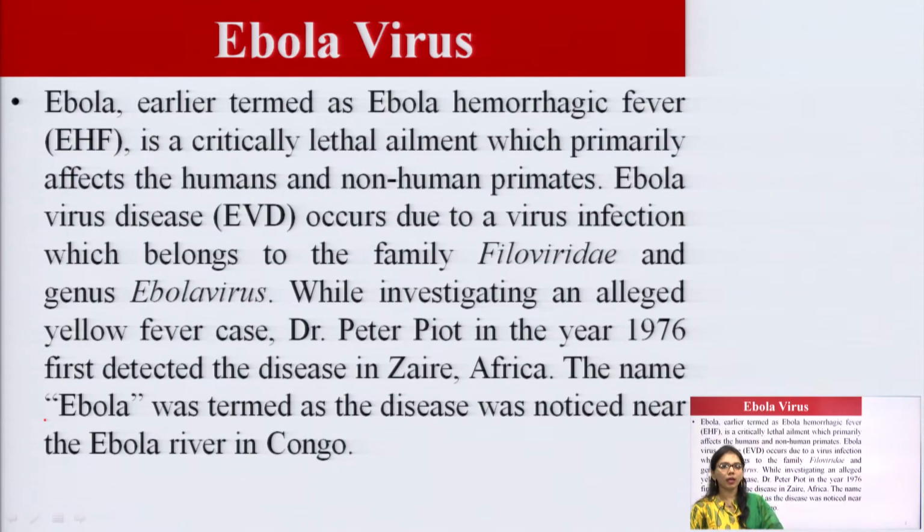Ebola, earlier termed as Ebola hemorrhagic fever, is a critically lethal ailment which primarily affects humans and non-human primates. Ebola virus disease occurs due to a virus infection which belongs to the family Filoviridae and genus Ebolavirus. It is also known as hemorrhagic because it causes bleeding inside and outside the body.